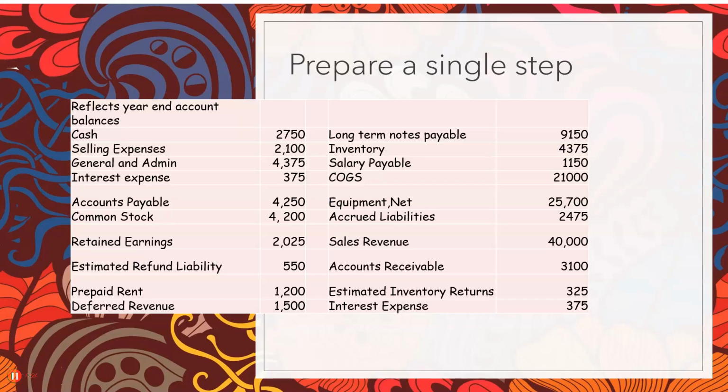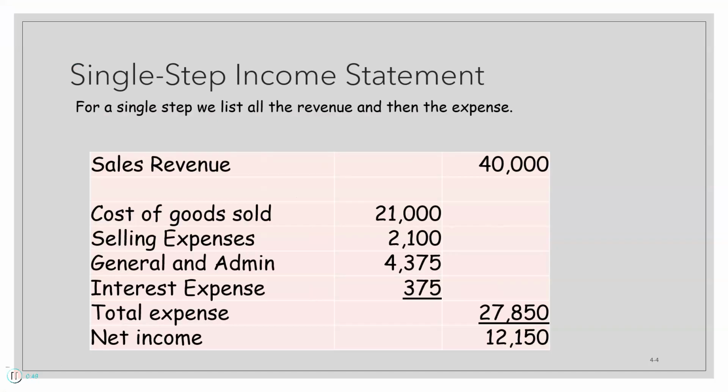So we're going to look at this and say, okay, if we're going to prepare a single step, what accounts would we use? Well, we're going to first find all of our expense accounts. And remember, cost of goods sold is an expense account, and our revenue accounts. Now we've identified them all, and this would be our income statement, single step. Now, if we were to take that same information, remember you always get the same total, whether you do single or multi-step.